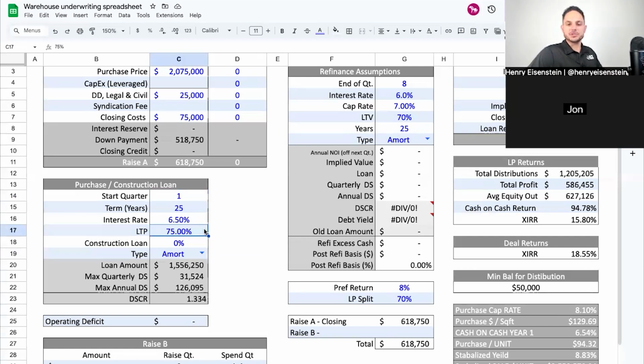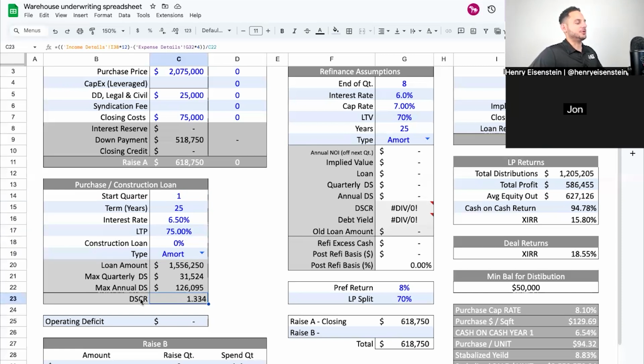LTP stands for loan to purchase, similar to loan to value, right? You're just going to put in whatever percentage you're going to have for a loan. In America, it's very common to get 25% down deals or 75% LTVs. Maybe when interest rates spike, you might end up closer to 65 or 70. Long story short, it really has to do with this number. This is a magic number.